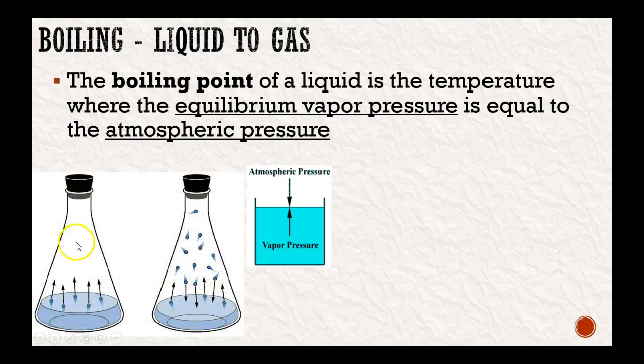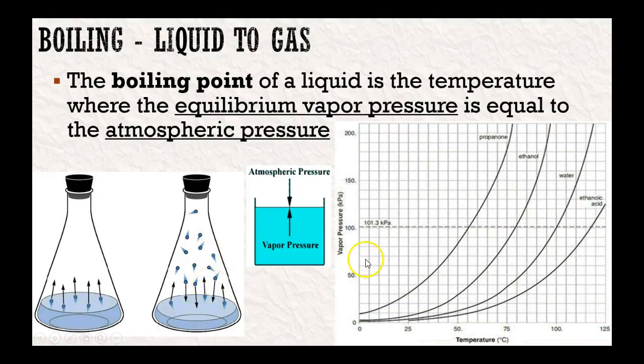So here, liquid is exiting, going into the air. Here, the air is going to be pushing back down. If you lower that atmospheric pressure, you're going to lower the boiling point. I'll show an example here. Here we have the vapor pressure curve for 4 different liquids: propanone, ethanol, water, and ethanoic acid. Now, we need to compare it to 101.3 kilopascals, which is the atmospheric pressure. So that's that red line that's going across here. Where this vapor pressure curve crosses that is the boiling point.